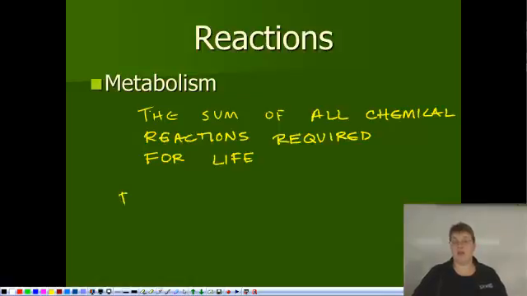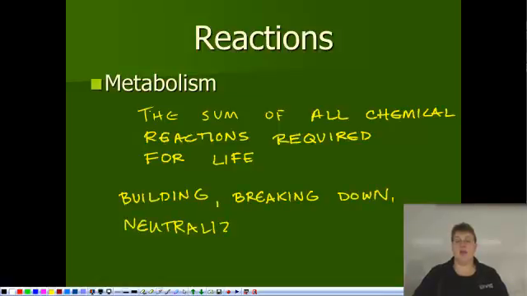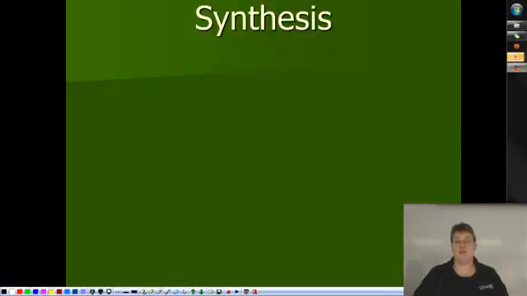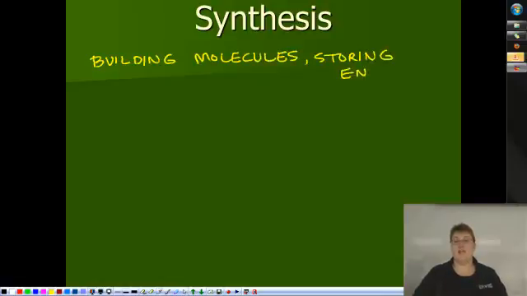And so we also use that term to collectively refer to all the different reactions that take place in living systems. So certainly you've got the building side, the breakdown side. There's also a lot of neutralization processes as you're trying to adjust pH, and then transfer of energy and specific elements or nutrients. So the first type of reaction is called a synthesis reaction.